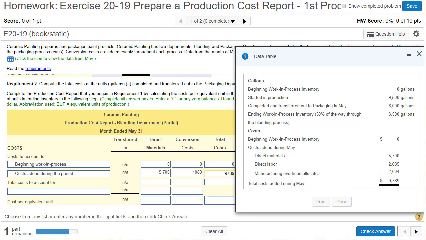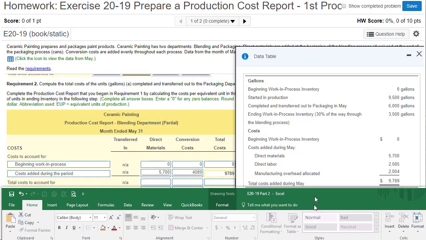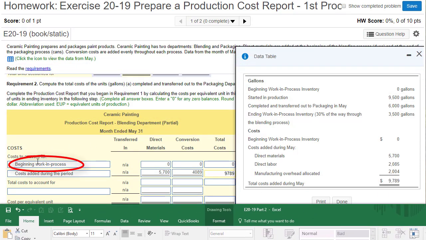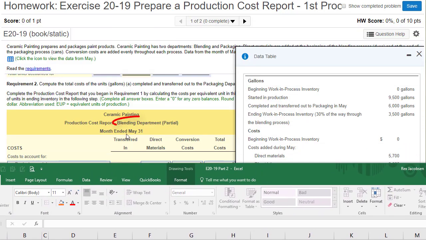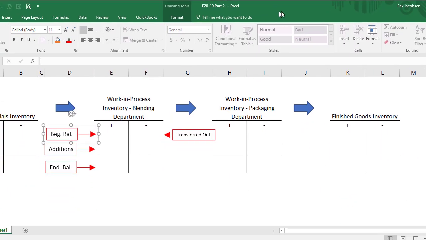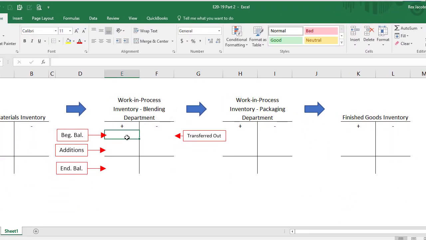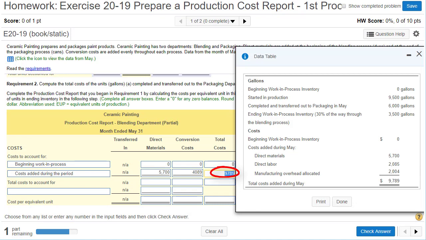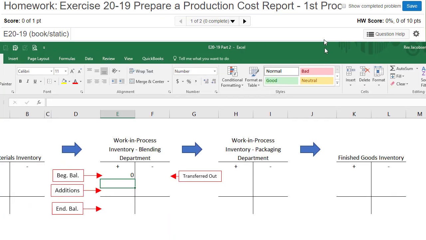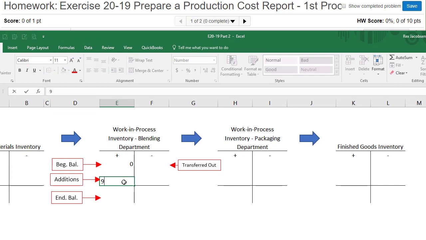So this is what it looks like in the T accounts if you wanted to do T accounts. Notice we have beginning work in process of 0. And also notice this is the blending department. So I've created these T accounts for the blending department. So our beginning balance was 0. And our additional costs were $9,789. So that's what the T accounts would look like. And later on, we're going to figure out the amounts transferred out and then the ending balance.